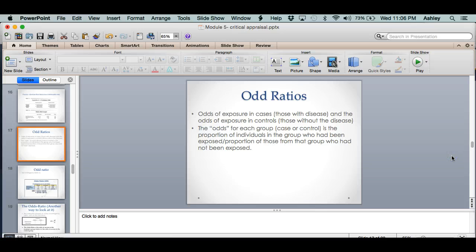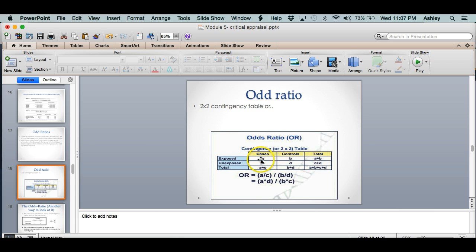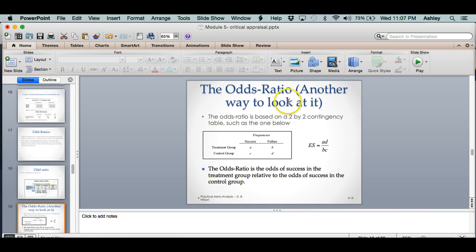Now we've talked a little bit about odds ratios, but odds ratio is odds of exposures in case, those with disease, and the odds of exposures in control, those without. The odds for each group, case or control, is the proportion of individuals in the group who have been exposed divided by the proportion of those in the group that have not been exposed. So again, another 2 by 2 contingency table, and here's what it would look like. Now this is the odds ratio again, but I'm just giving you another example of what that looks like.